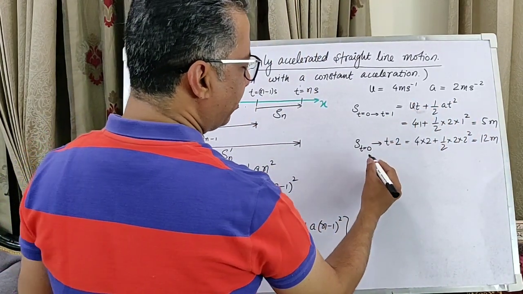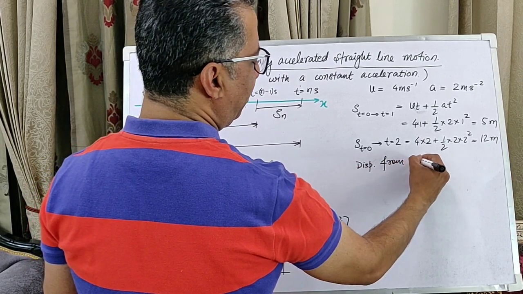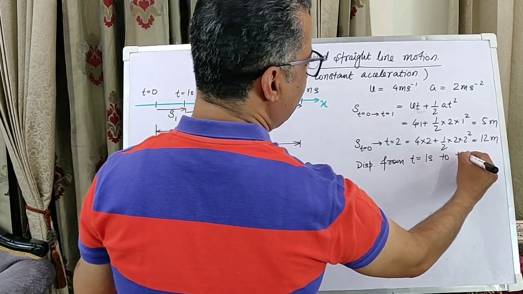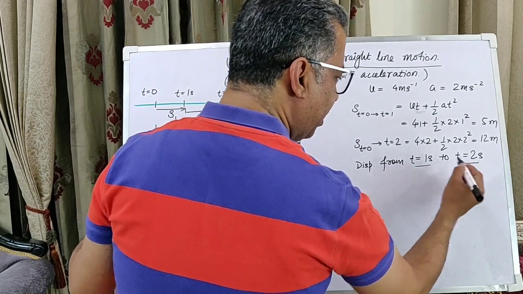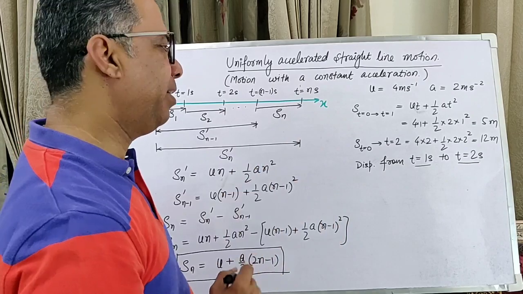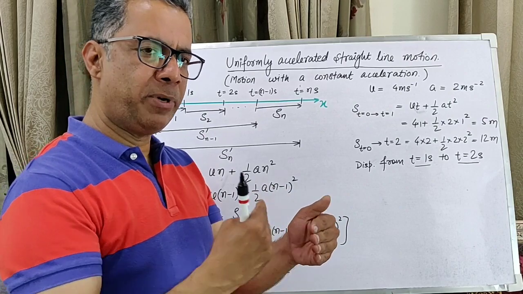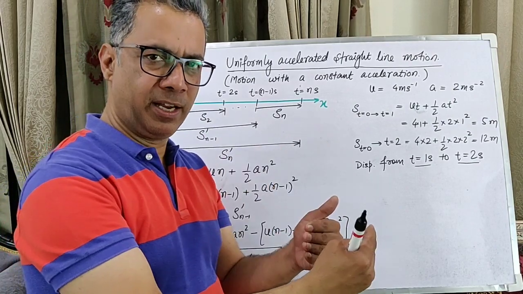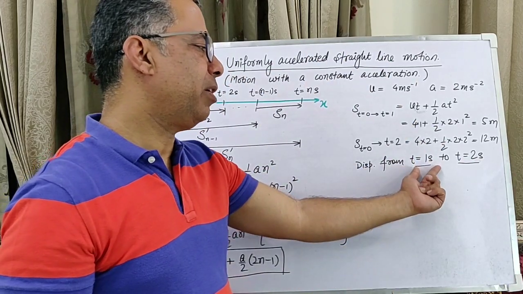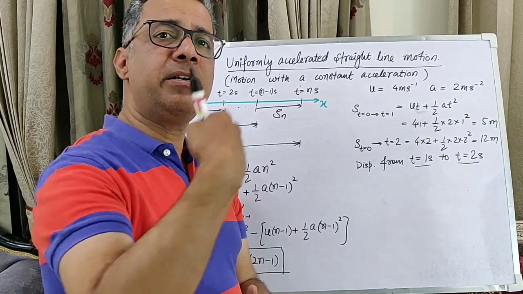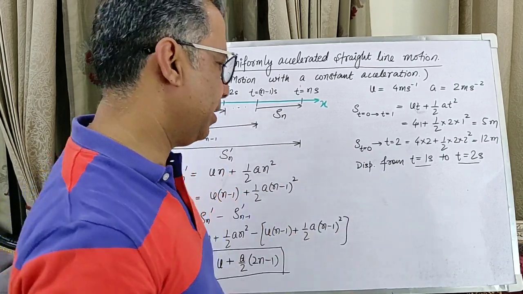Now the displacement from t equal to 1 second to t equal to 2 second. From t equal to 1 to t equal to 2 second, this is a 1 second interval. But which 1 second interval? The first 1 second interval was from time equal to 0 to time equal to 1 second. The second 1 second interval is from time equal to 1 to time equal to 2. Then the third 1 second interval will be from time equal to 2 second to time equal to 3 second.